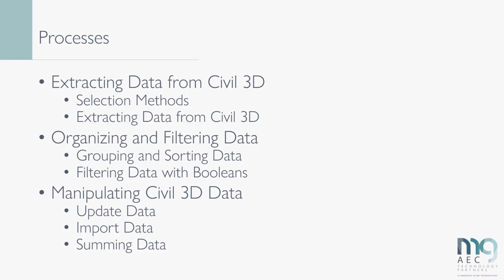So let's hop back into our PowerPoint here and talk about some of the processes that Dynamo can do in Civil 3D. So we can extract data from Civil 3D, with some selection methods. That was where we were extracting some of these styles and changing them. We can organize and filter data, so we can be grouping and sorting it. We can filter it with booleans, with their true-false statements. We can manipulate this data, update it, import it, sum it. So we looked at a little bit of some of these processes which it can do in Civil 3D.